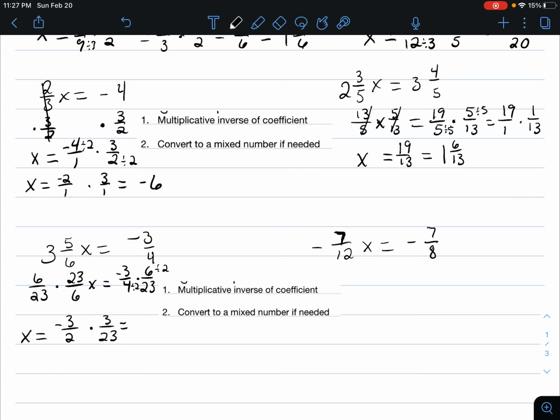Okay, once again, multiply numerators together. So negative 3 times 3 is negative 9. And 2 times 23 is going to give us 46. And that is in simplest form. The factors of 9 are 3 and 3, and 1 and 9, and 3 does not go into 46. So that would be in simplest form.